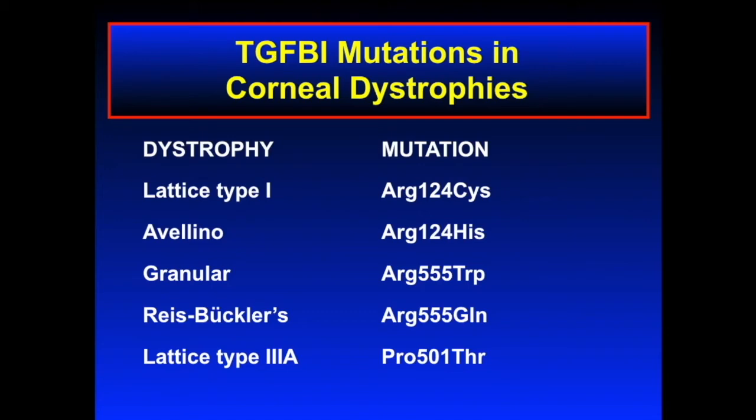Here are some of the mutations found in several of the TGFBI corneal dystrophies. Note that the dystrophies with granules, granular and Reese-Buckler's, have a mutation at position 555, whereas 124 is associated with amyloid deposition.